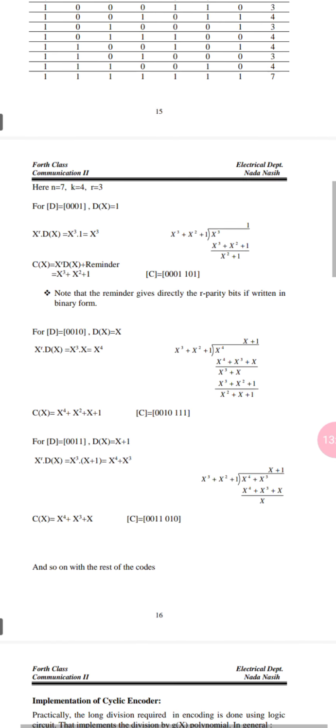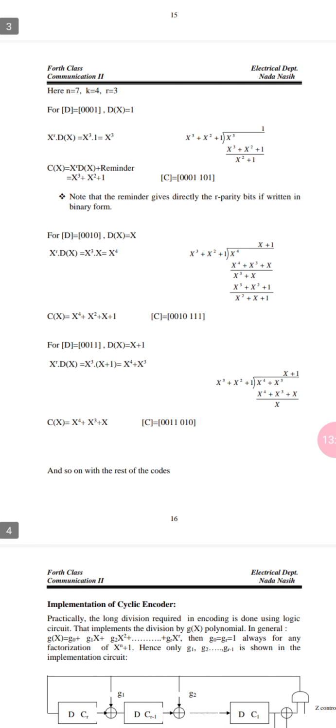Write down the given data here. N is equal to 7, K is equal to 4, R is equal to 3, right? For D equal to 0, 0, 0, 1 for the first A1, A2, A3, A4 input, D of x is equal to 1, same as non-systematic. Then x^R D(x) is equal to x cube into 1, that is x cube, because the R value is 3.